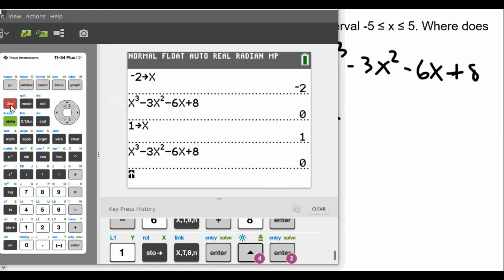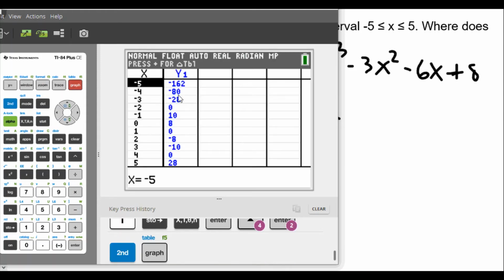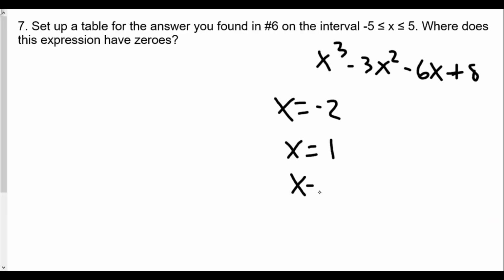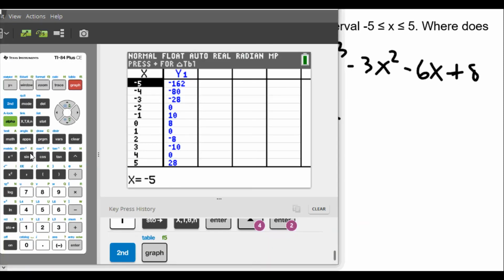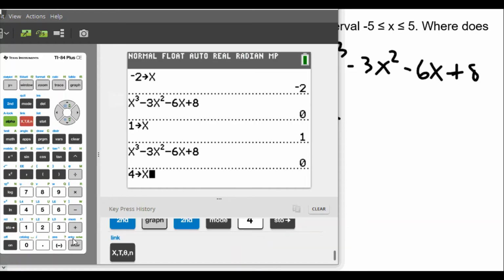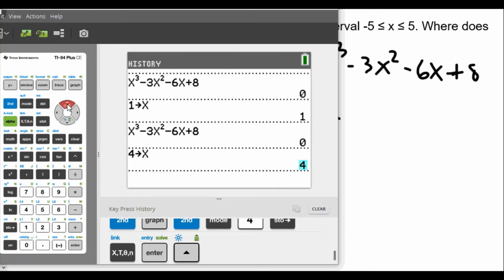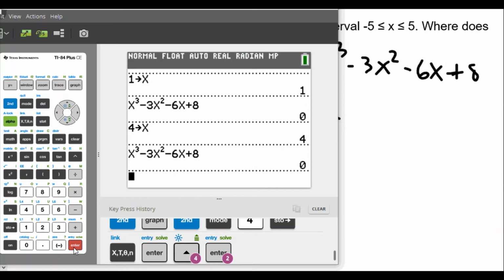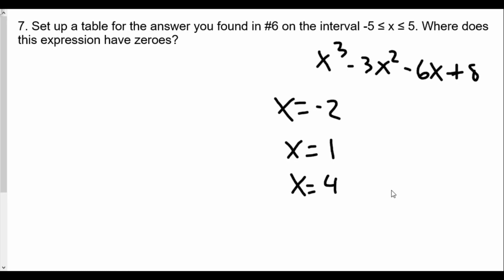We can look at our table from -5 to 5 and notice that we see a 0, okay, 0 and 0. Oh wait, there's another one. x equals 4. There's a third one. Okay, almost missed that. So x equals 4. And we'll check on our calculator one more time. Here on our home screen, we're going to store 4 to x, enter. And we bring the cursor up to the expression again, enter, and we have the third 0. So there are 3 zeros, or in this case, our roots.